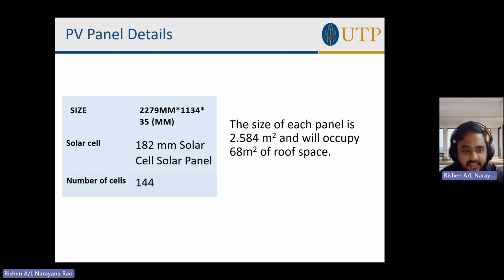So this is the mechanical PV panel details. As you can see, the size, solar cell, and number of cells are already presented here. The size of each panel is 2.584 square meters, and it will occupy a total of 68 square meters of the roof space after all the panels are installed.